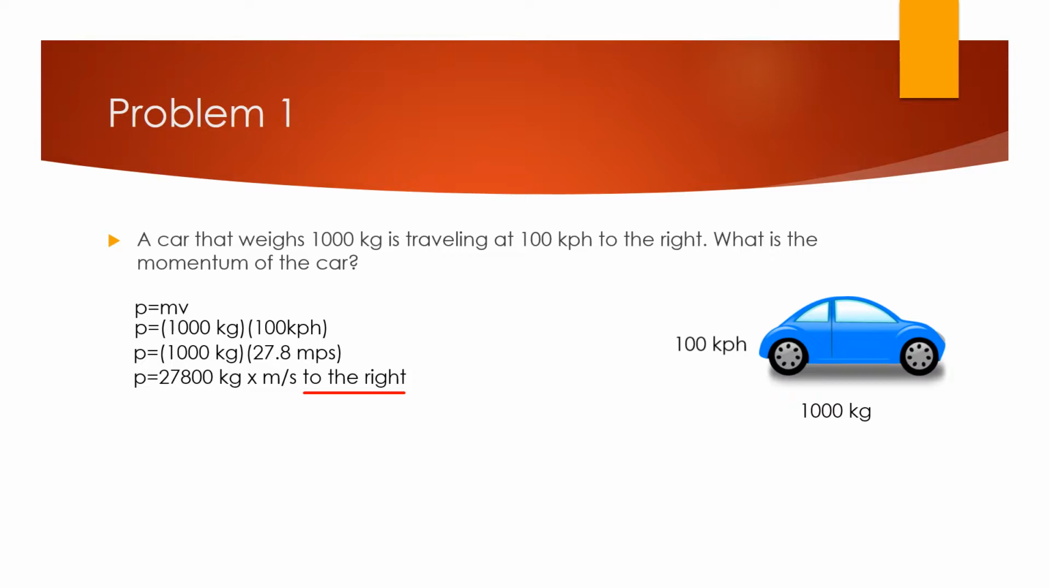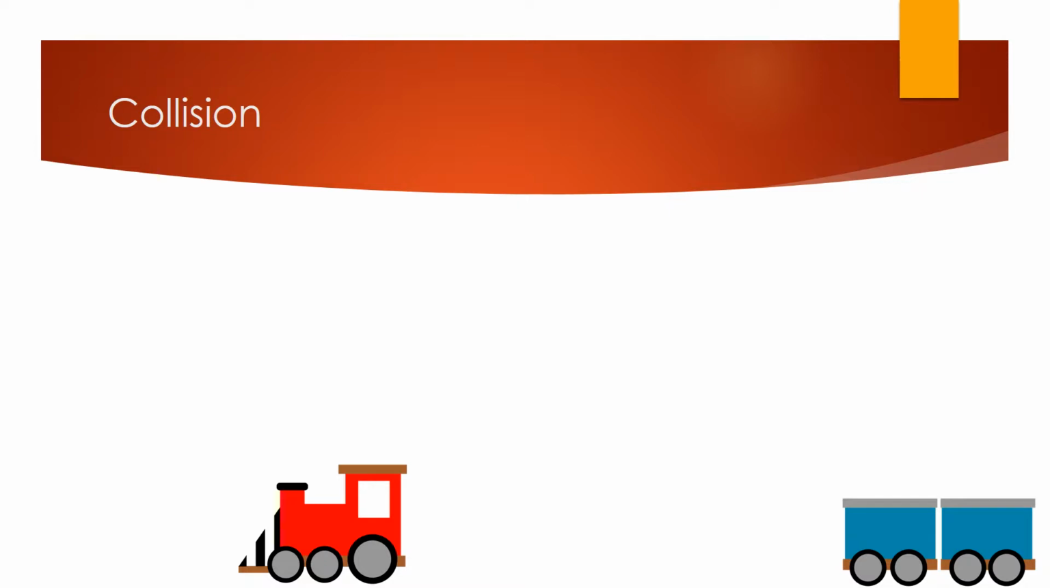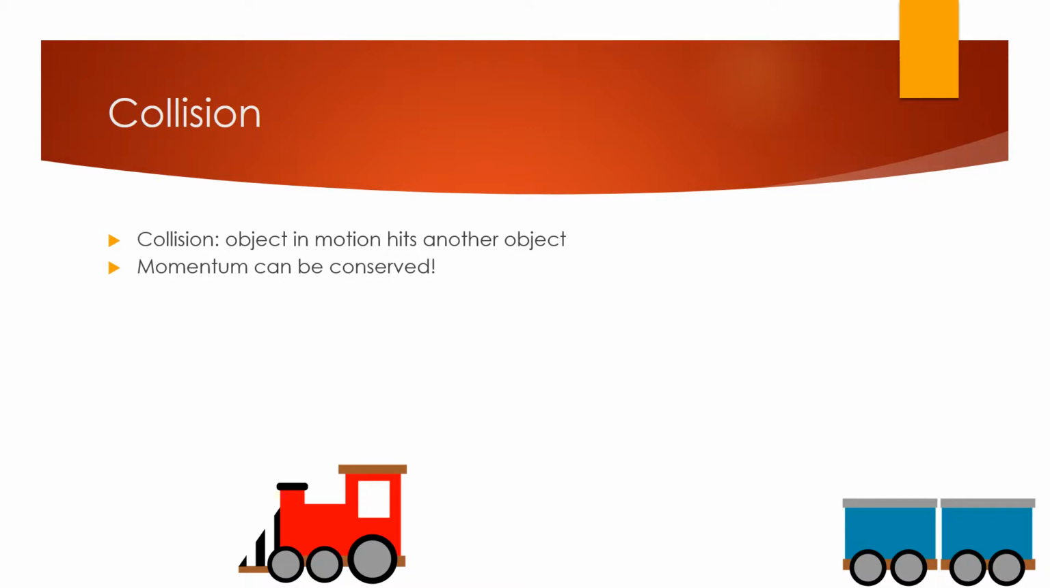Now, let's look at collisions. A collision can be best described as when an object in motion hits another object. Just like we have laws conserving energy and mass, momentum is something that is conserved. However, this can take different forms. Let's look at the two types of collision, elastic and inelastic.